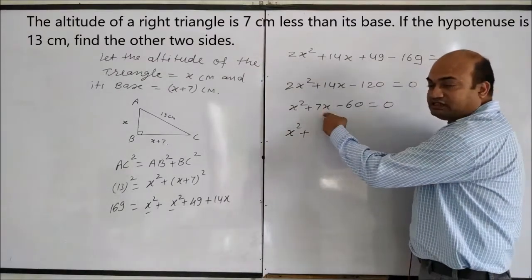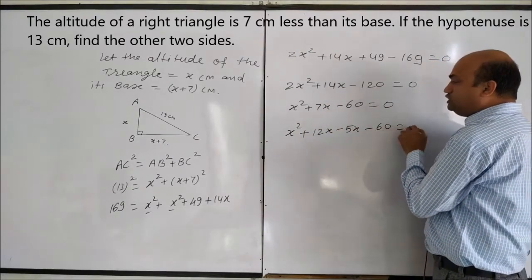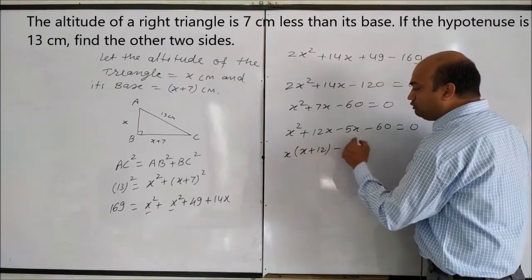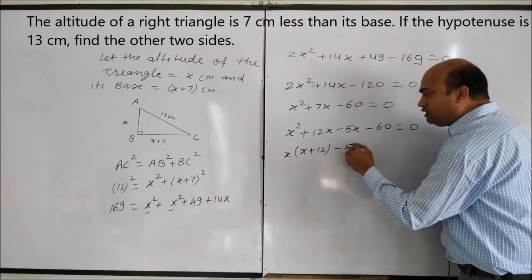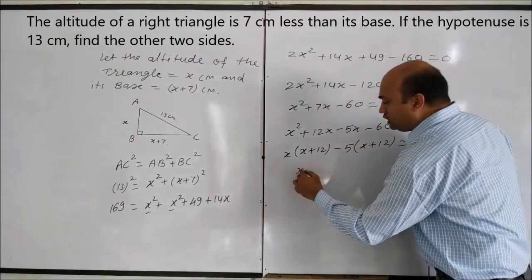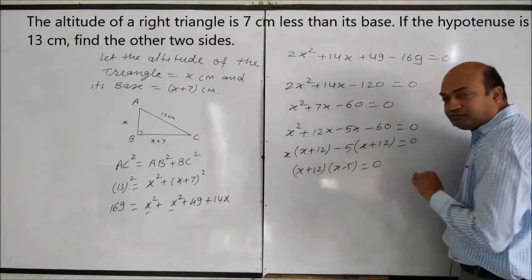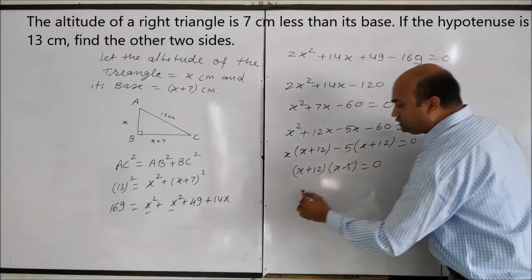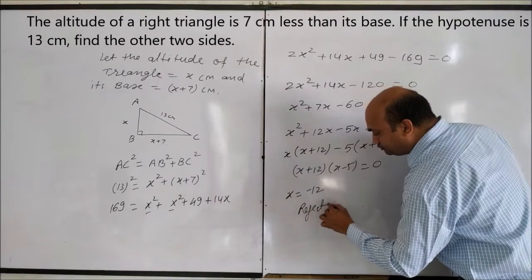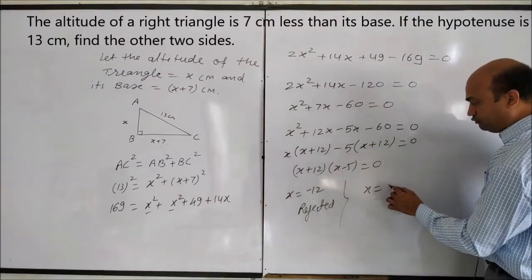So at the place of this 7x, we write 12x minus 5x minus 60 is equal to 0. From this two, x we take common, it is x plus 12, and from this two, minus 5 we take common, it is x plus 12. Now from this two, x plus 12 we take common, so another bracket we get as x minus 5 is equal to 0. When we take this as 0, x we will get minus 12, that will be rejected. And when we put this 0, x we will get 5.